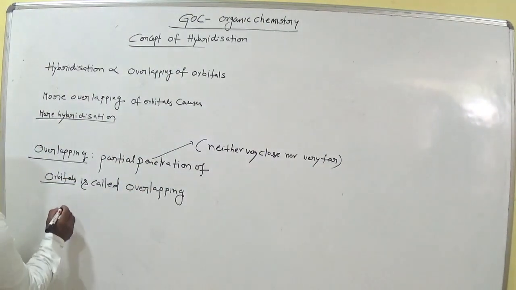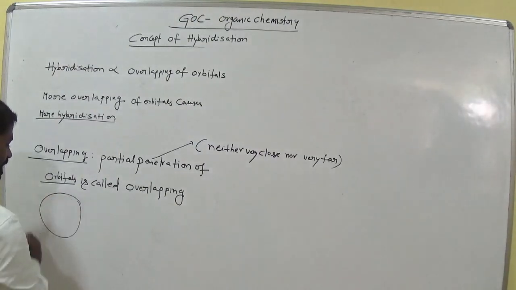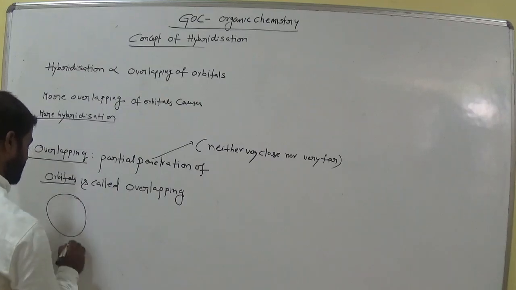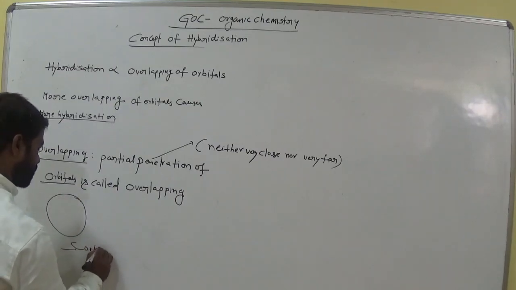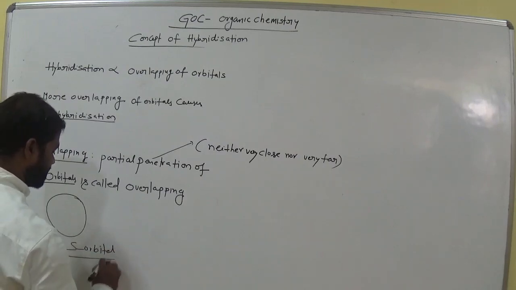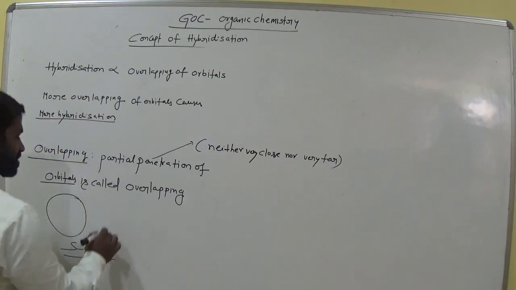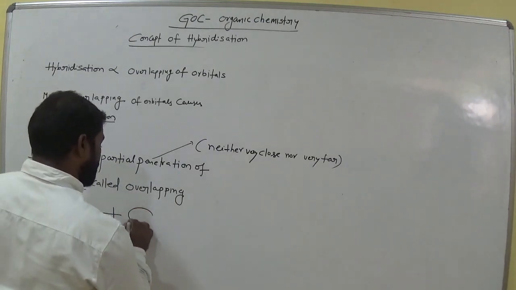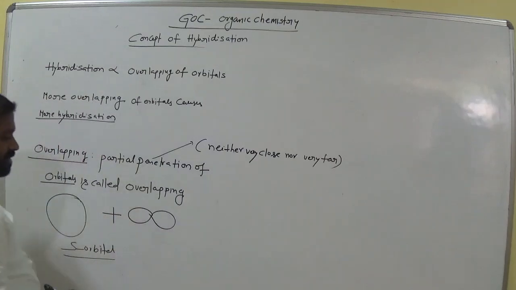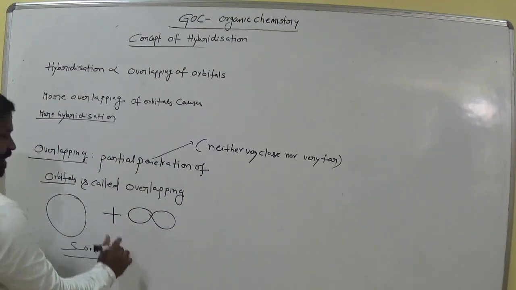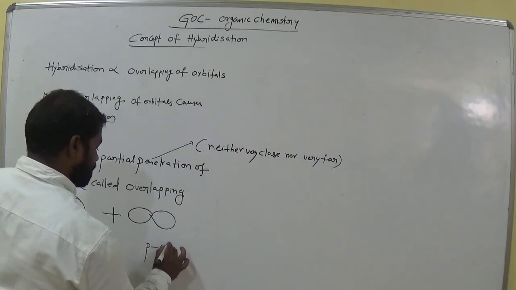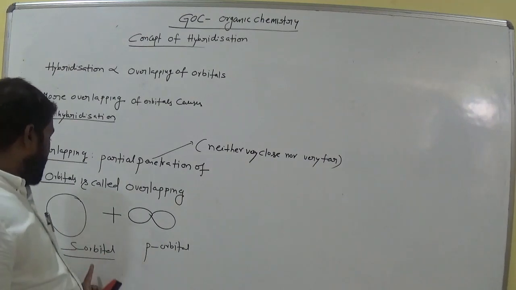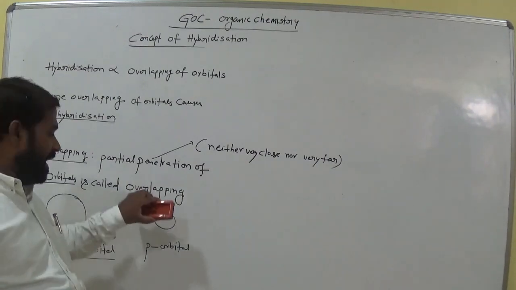Let's see. Suppose this is an s orbital. You know very well, an s orbital is spherical in shape. We already discussed the shape of the s orbital in atomic structure. Suppose it interacts with a p orbital. What is the shape of p orbitals? Dumbbell shape, am I right? What is the shape of an s orbital? Spherical. What is the shape of a p orbital? Dumbbell.